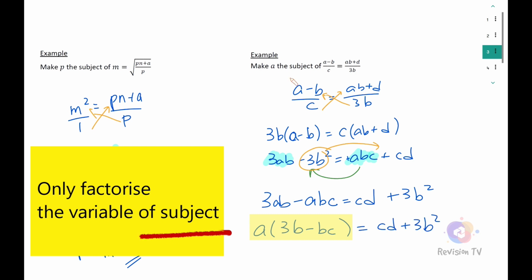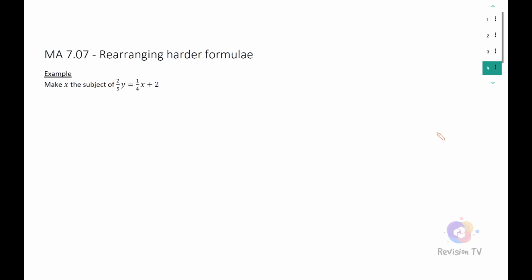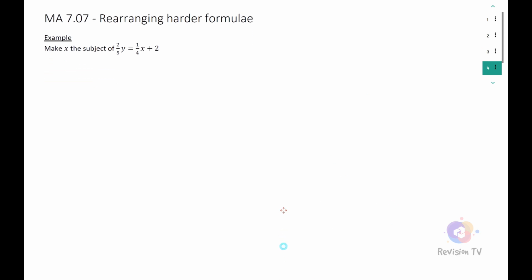To get rid of this bracket, you've done this many times, you're going to divide to the right hand side. So cd plus 3b squared over 3b minus bc. And that's the answer. This example, next one, we're going to see terms with some fractions, some are not fractions.